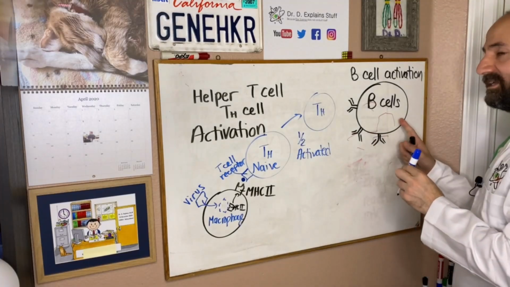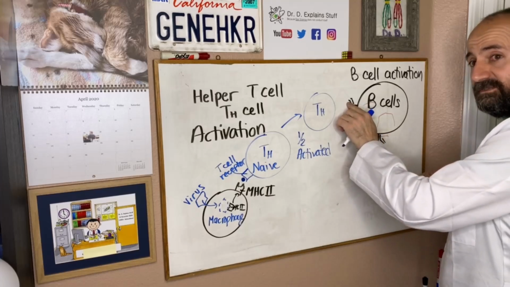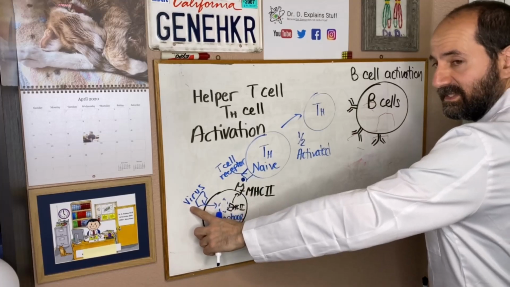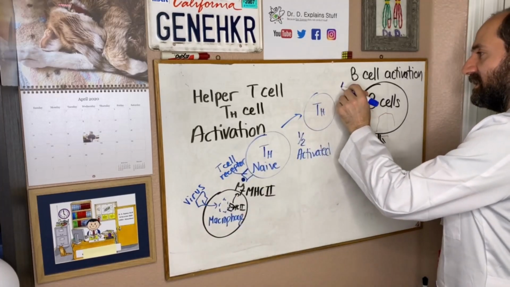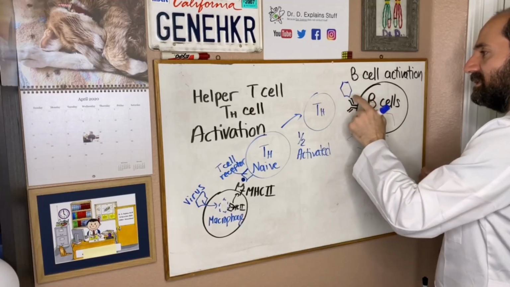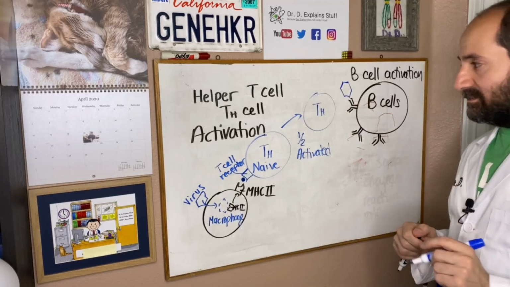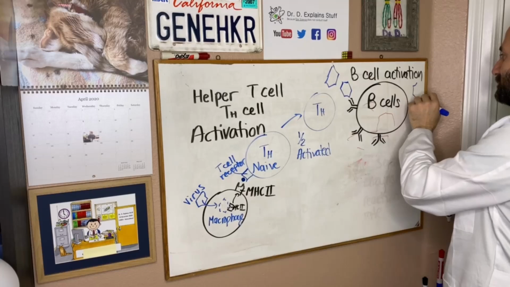So let's just say this B cell has the specific antibody that recognizes this very same virus. You remember this virus from back here? Let's say that virus is floating around in your body. That virus sticks to the antibody, right? Because that virus is floating around in your body. You have an infection, right?